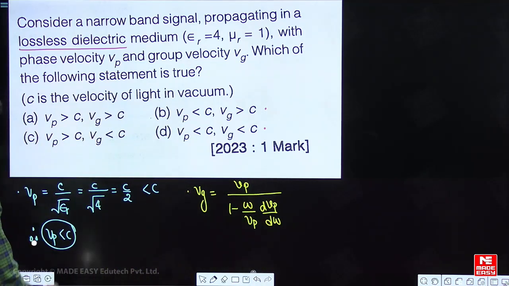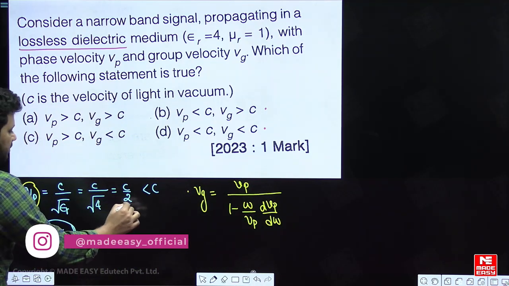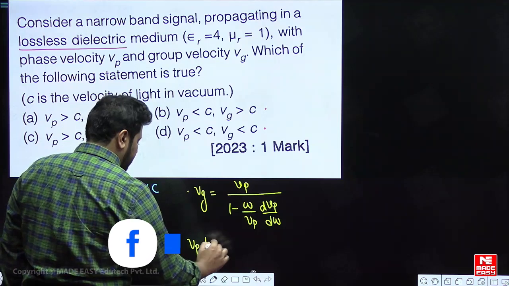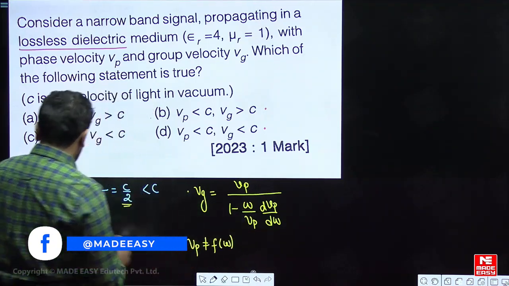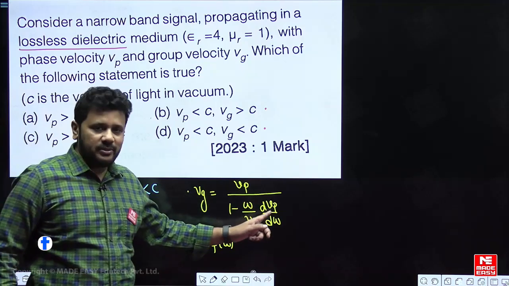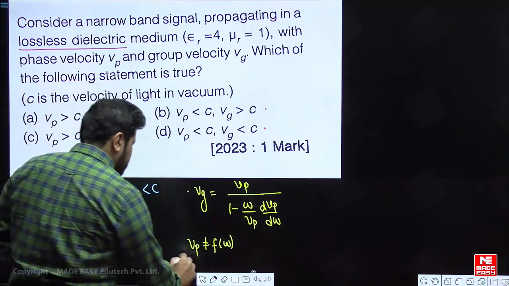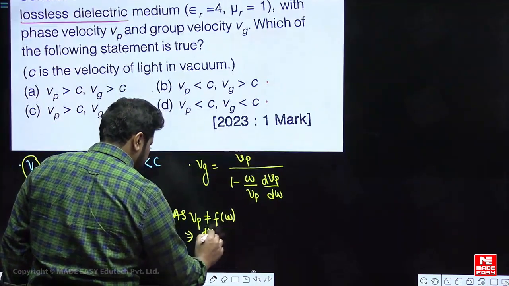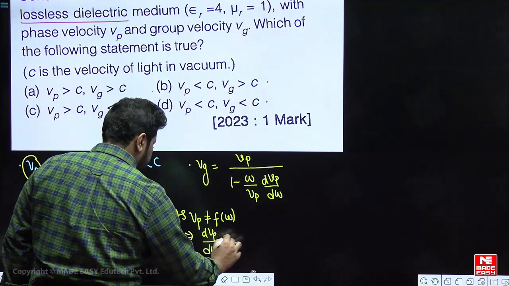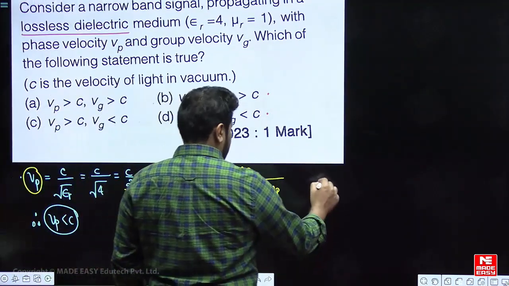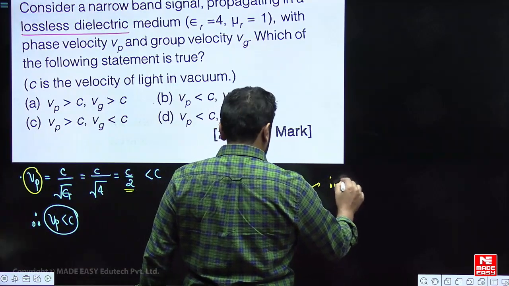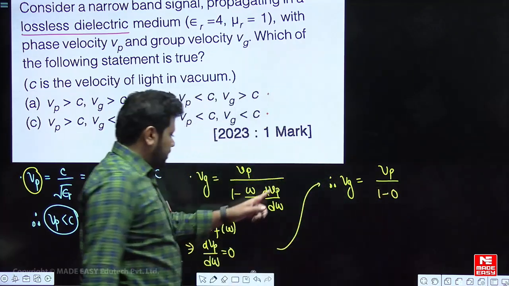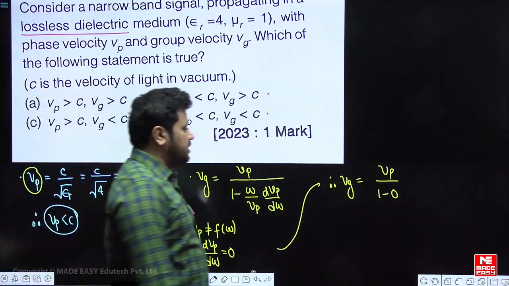Correct. Now here you can see that this phase velocity is a constant value. Therefore phase velocity Vp is not a function of omega, isn't it? So phase velocity is a constant, it is not a function of omega, otherwise we could have differentiated it. So this implies that dVp upon d omega should be equal to 0. Therefore group velocity is equal to phase velocity upon 1 minus 0. dVp upon d omega is 0, so that means Vg and Vp are the same.